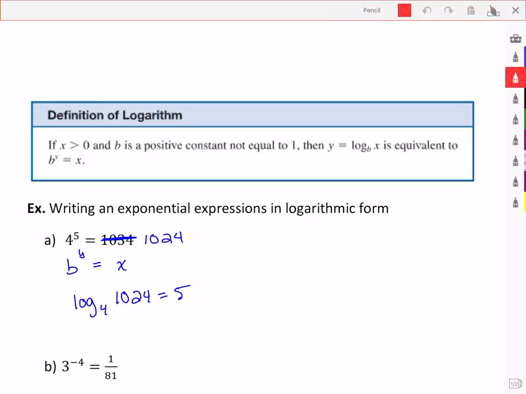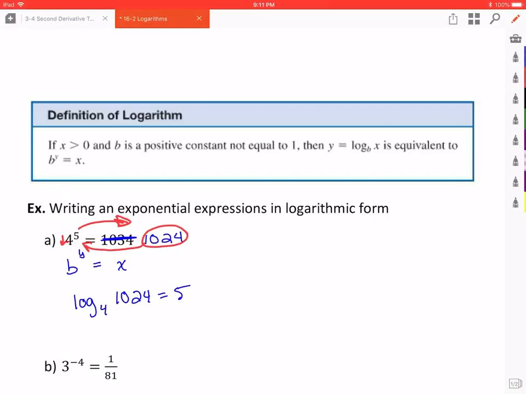Let's see what's happened here. If you'll notice, the base of our exponent became the base of the log. So the 4 there is now the base of our log. I just moved that down. Then the 5 has jumped across the equal sign, and it's no longer an exponent. It's now just on the base level. And the 1,024 jumped across as well, which made it part of our log. So log base 4 of 1,024 is equal to 5.